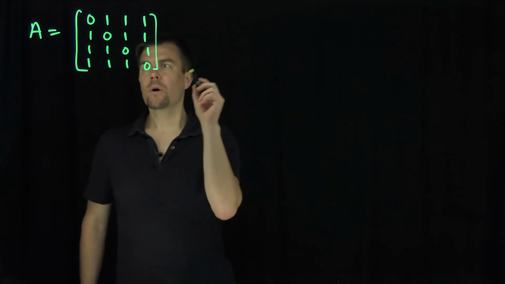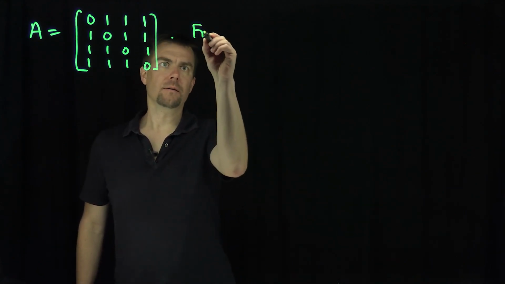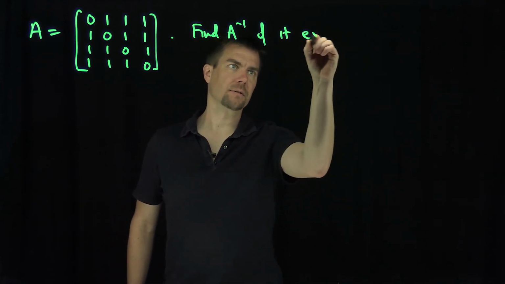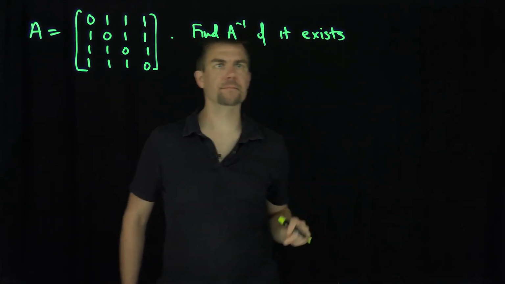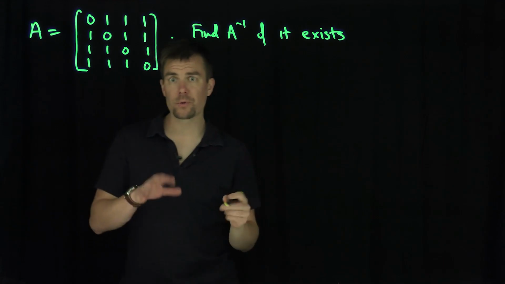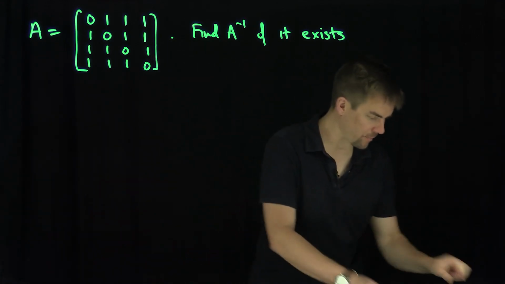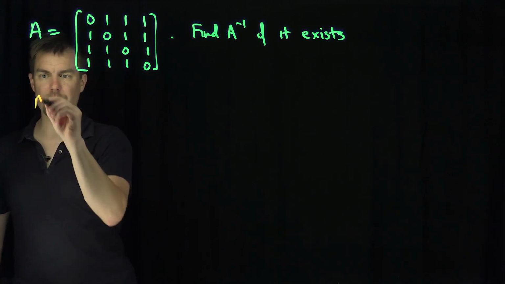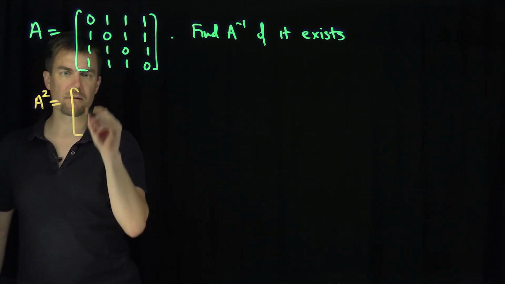Excellent. Now, let's find A inverse if it exists. And so here's the idea. What I'm going to do is first compute A squared. You might not see why that's the case, but it looks like there's going to be a lot of symmetry. So if we compute A squared, for example, what will we have?